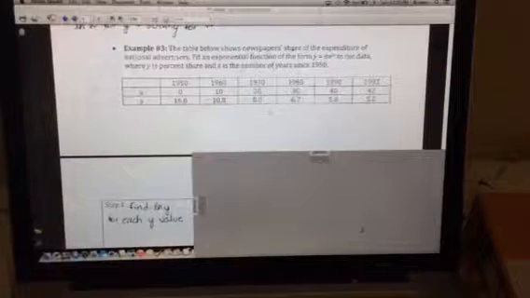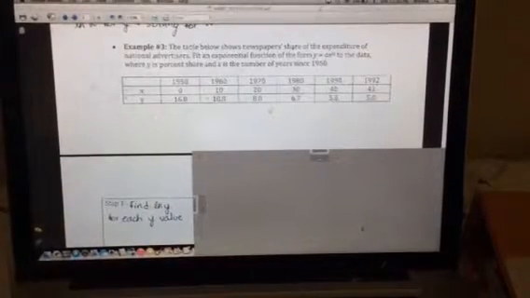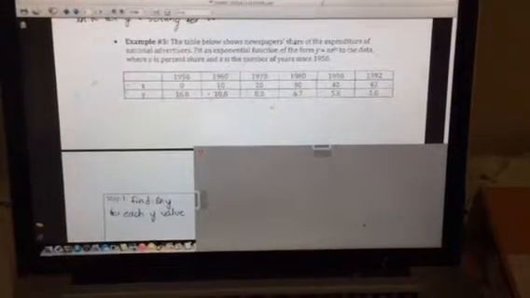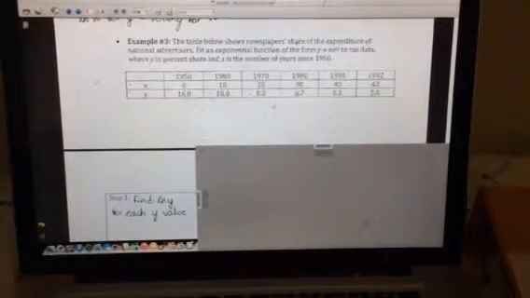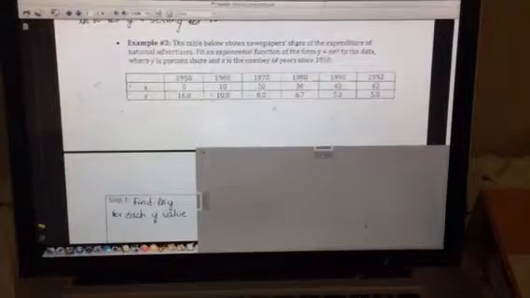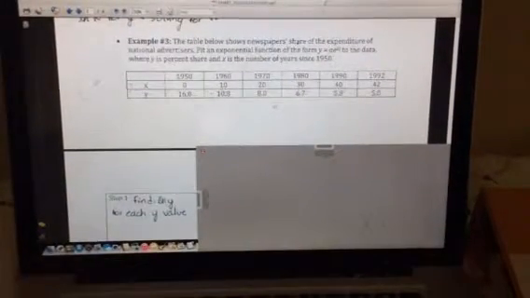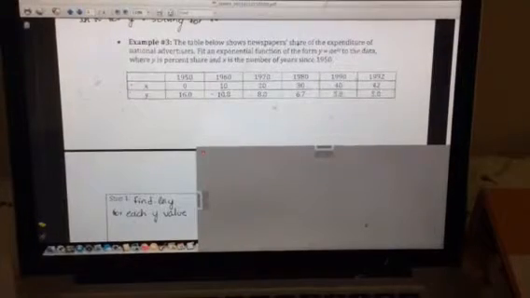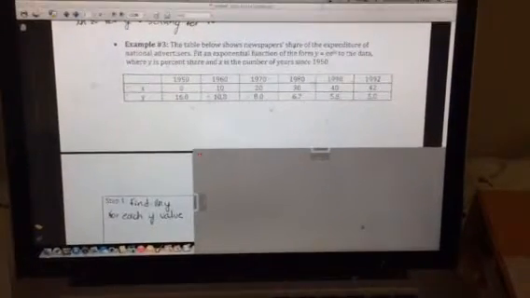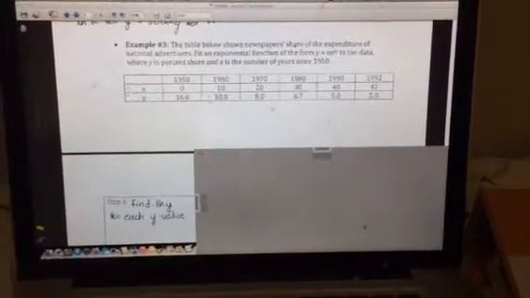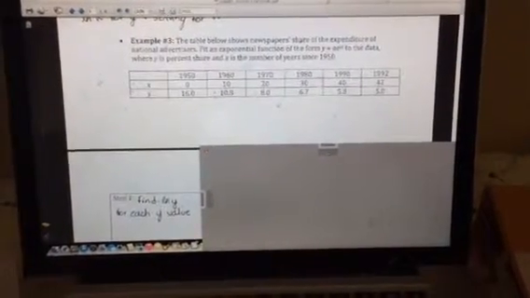Now it says they want us to fit an exponential function of the form y equals ae to the kt to the data below, where y is percent share and x is the number of years since 1950. So our goal is to fit an exponential function of the form y equals ae to the kt using the data below. Now we're going to use a chart to do this. There's going to be 5 steps.